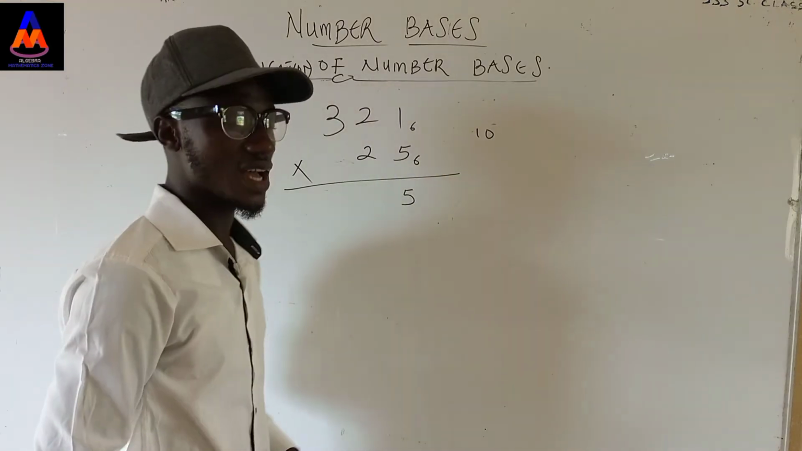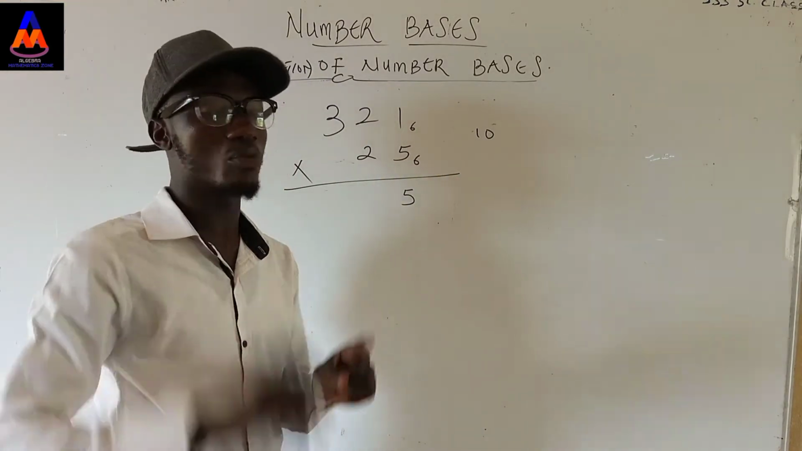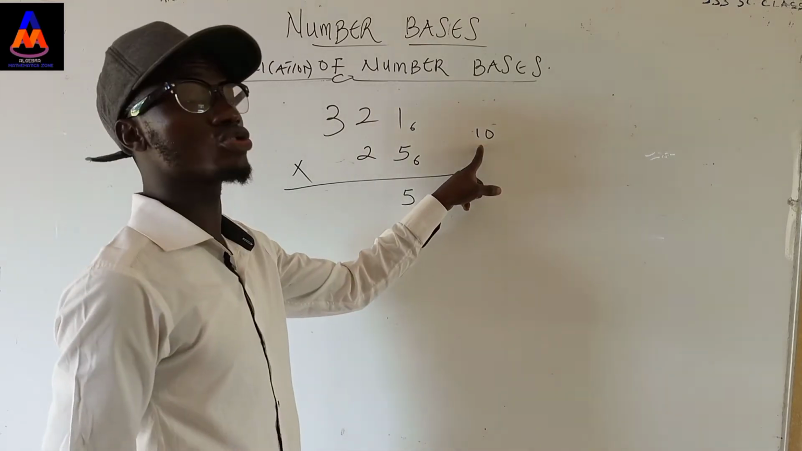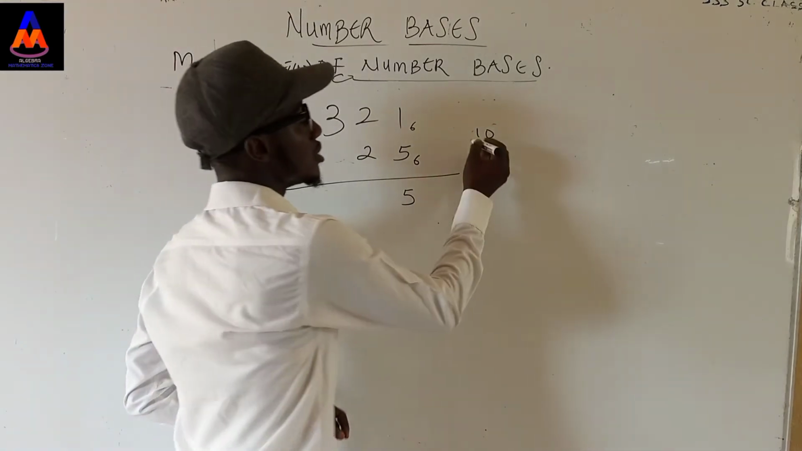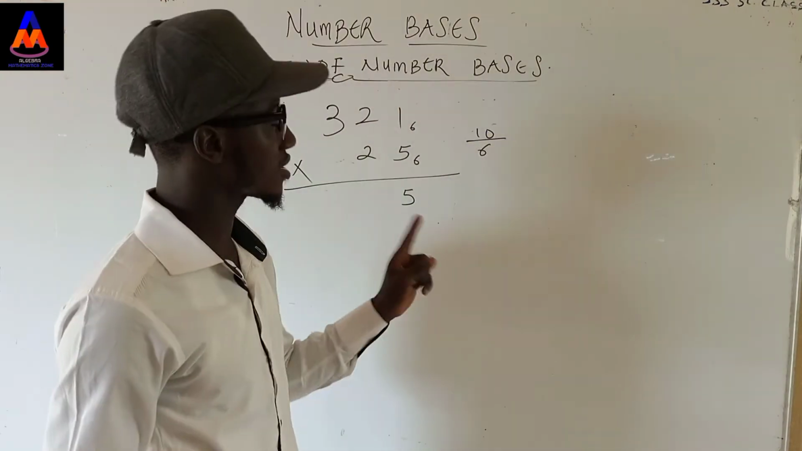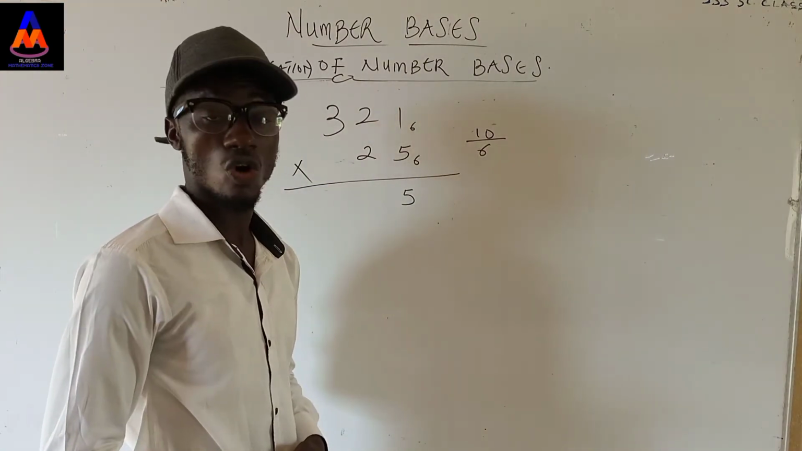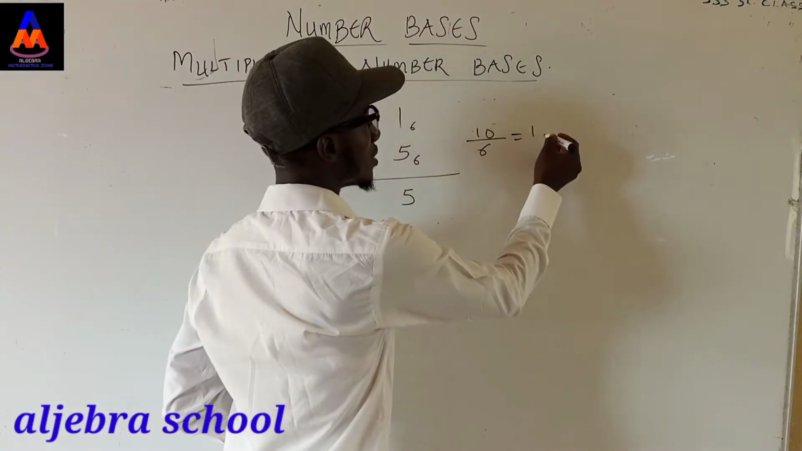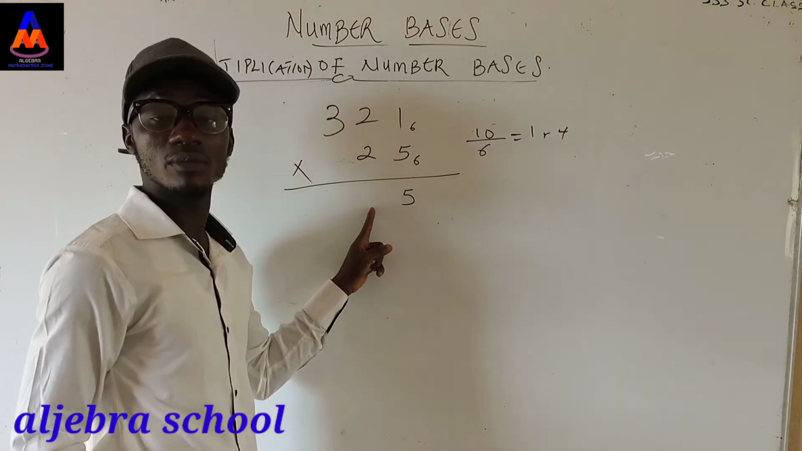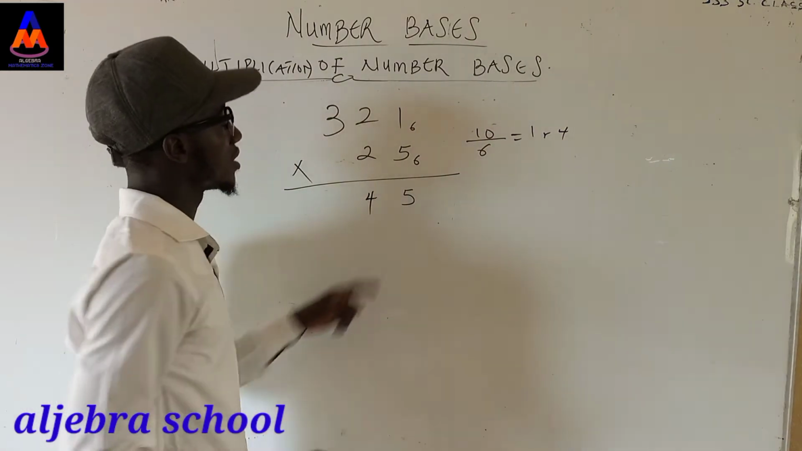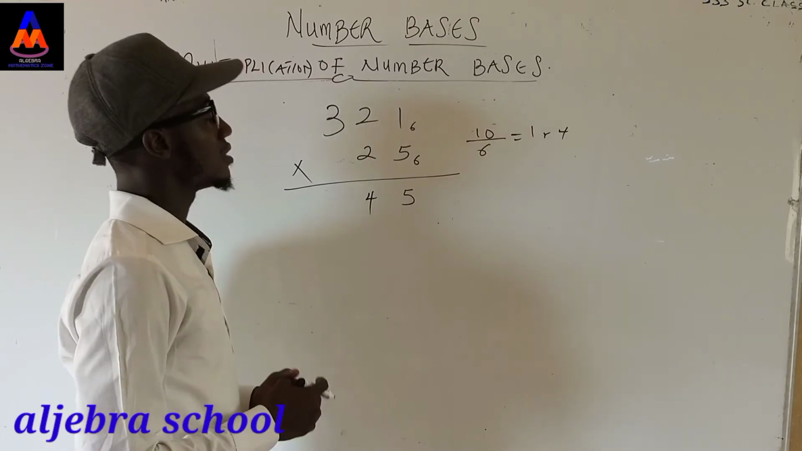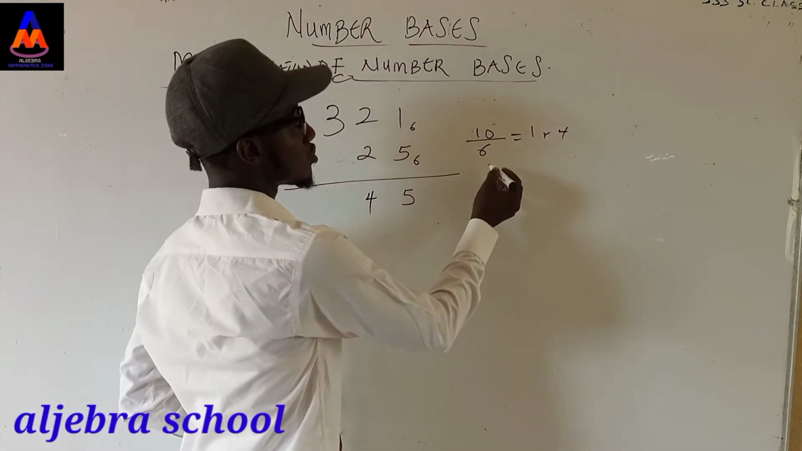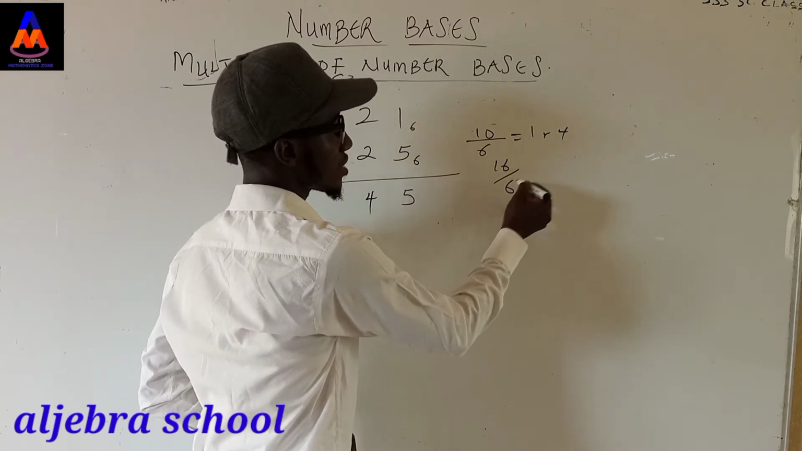Because this is base 6, I cannot have the number 6 and above in this base, because the digits have to be less than the base. So what I told you to do in addition is that you divide this by 6. If you don't understand this concept, you can go back to our previous lecture on addition. Then this is 10 divided by 6. That is 1, remainder 4. So we only put our remainder here. Then we also have 5 times 3. That is 15. We have our 1 here, and that makes it 16. Then 16 over 6.